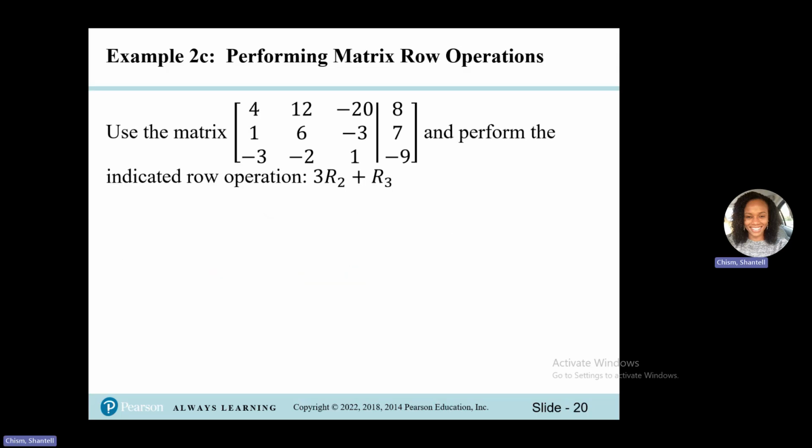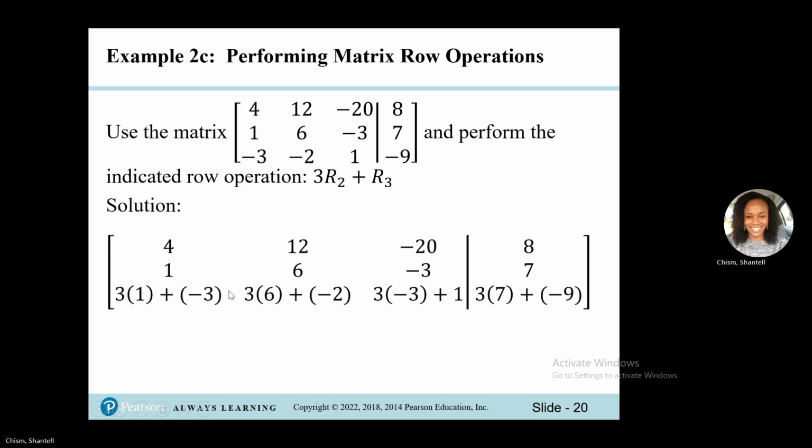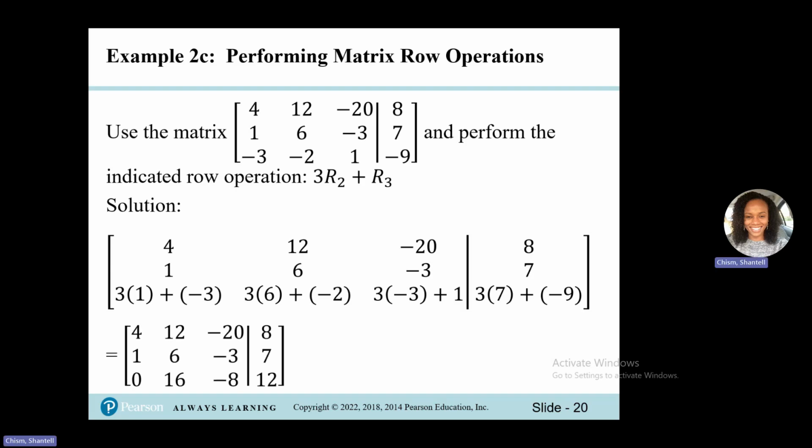Here is an example where you're multiplying row 2 by 3, and then we're going to end up adding that new row. Once we multiply every element in that second row by 3, we'll then add it to row 3. Okay, and when we add it to row 3, that becomes 0 here, 16, -8, 12.